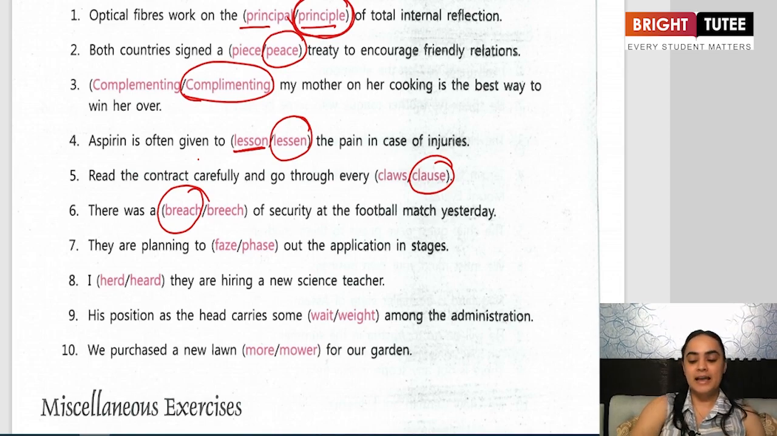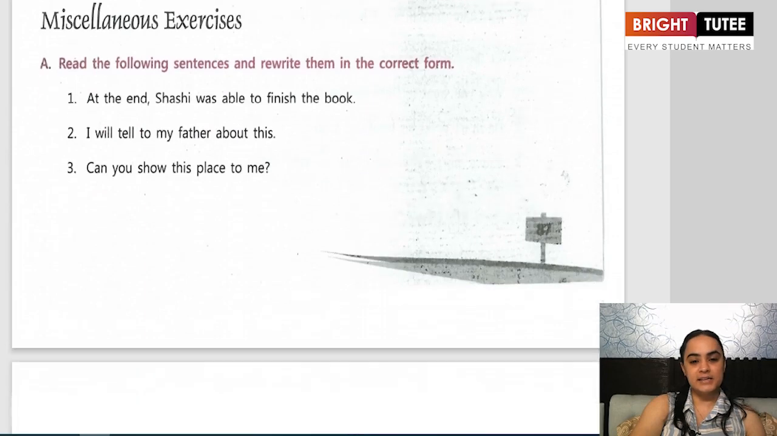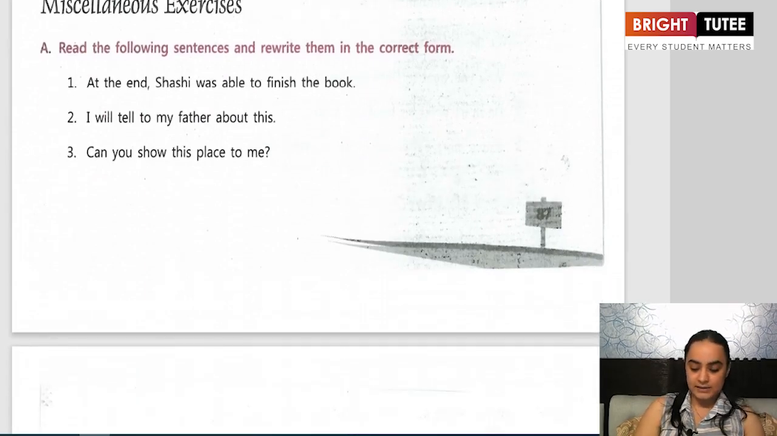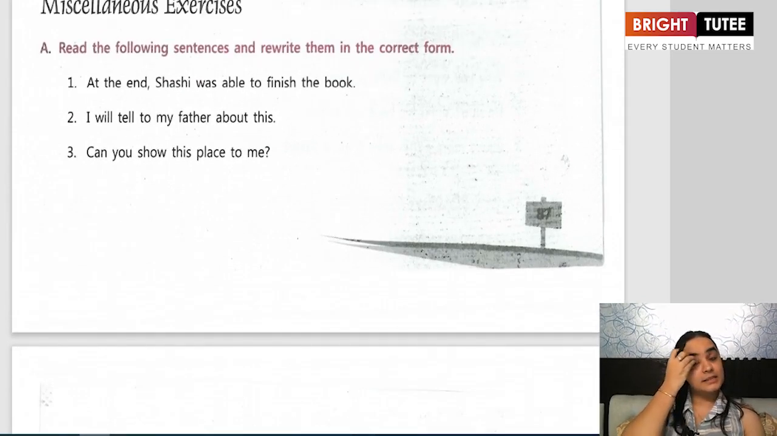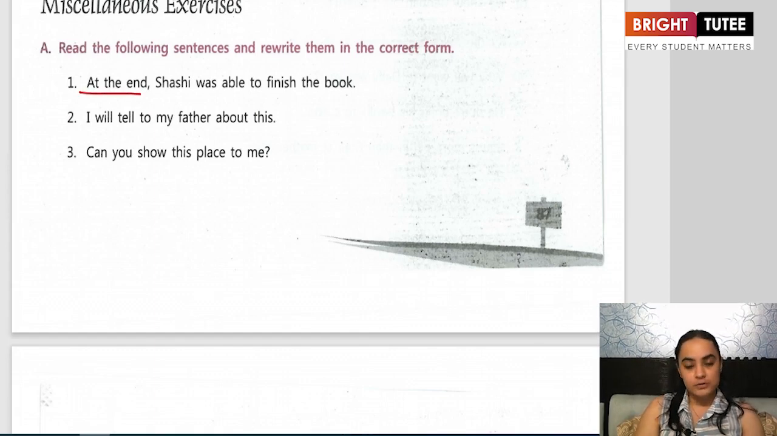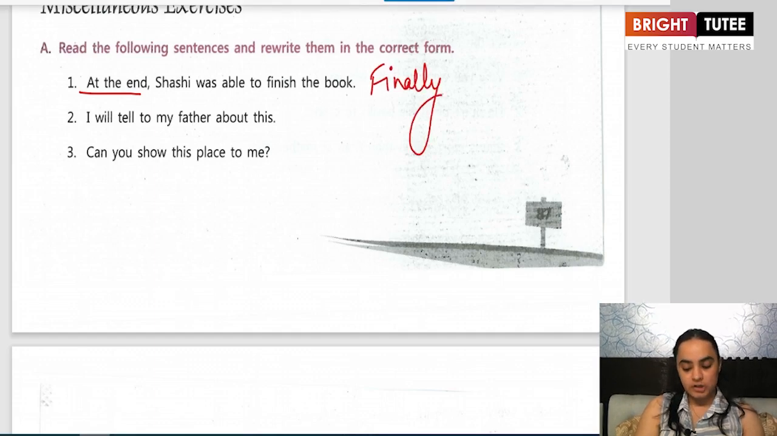Alright? So I'm clear, these words were clear to you, and now you know when to use and how to use them. Let us now discuss the back exercises. The first question says, read the following sentences and rewrite them in the correct form. So the sentences given to you are incorrect, you have to correct them. At the end, Shashi was able to finish the book. What can I use for at the end? I can say, finally, Shashi was able to finish the book, right?